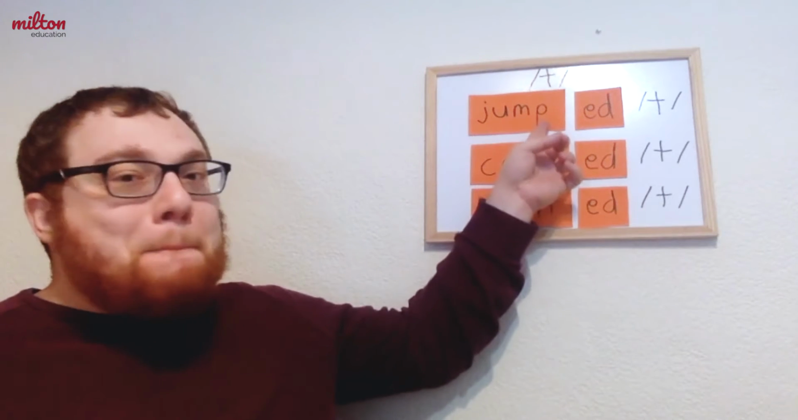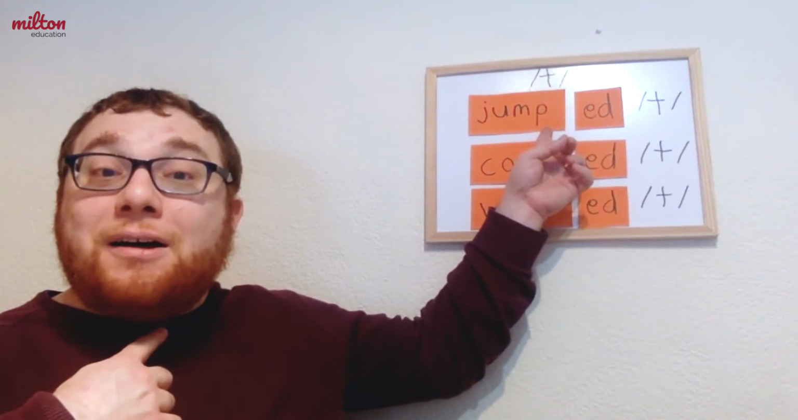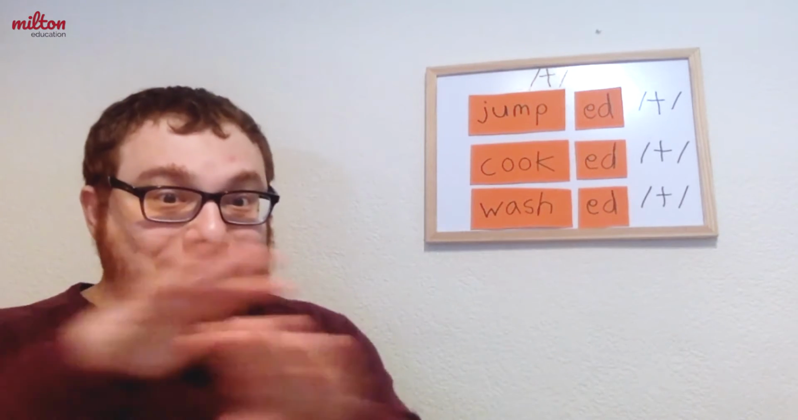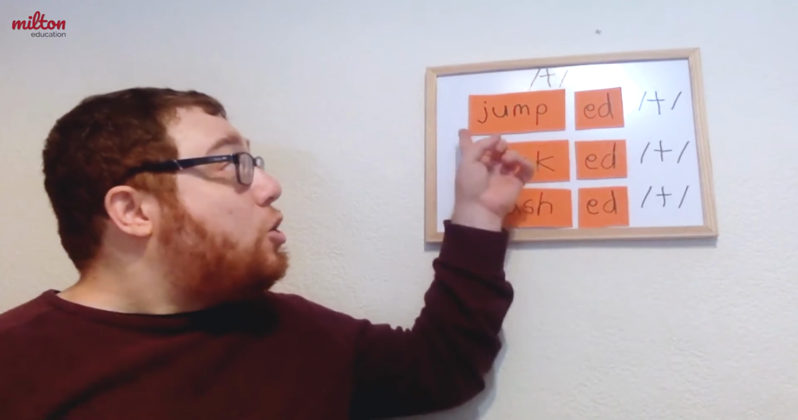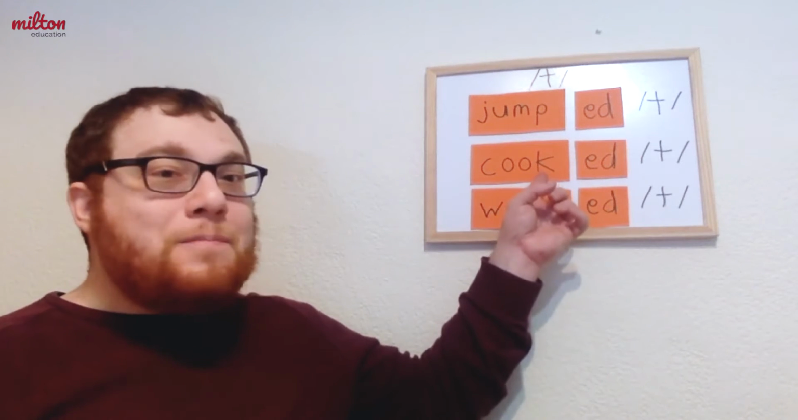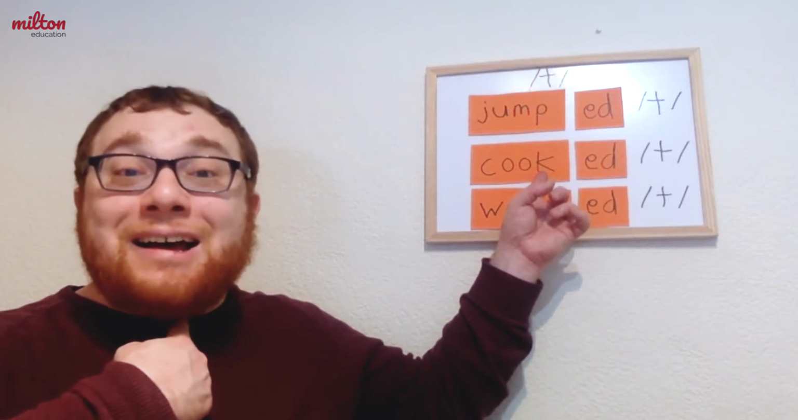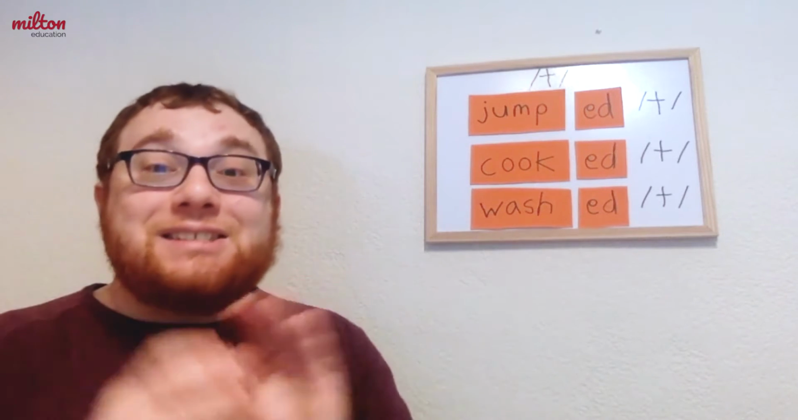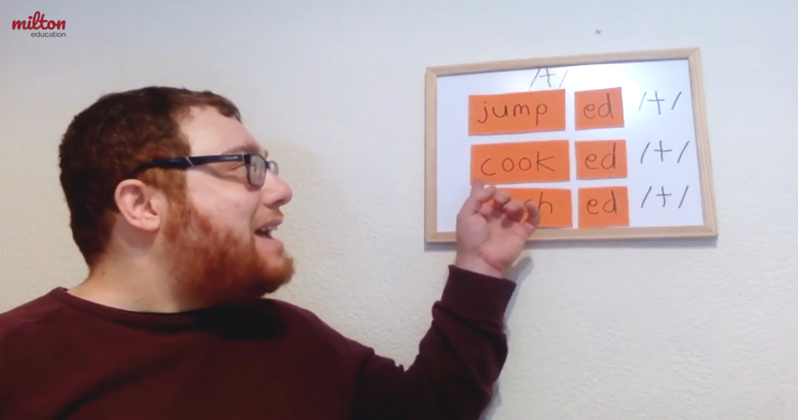Let's look at jump. In the present, the final sound is P. The P sound is voiceless. So, when we say this verb in the past, we say jumped. It's the same thing with cook. The final sound in the present verb cook is k. Remember that k is a voiceless sound. So, when we say cook in the past, we say cooked.